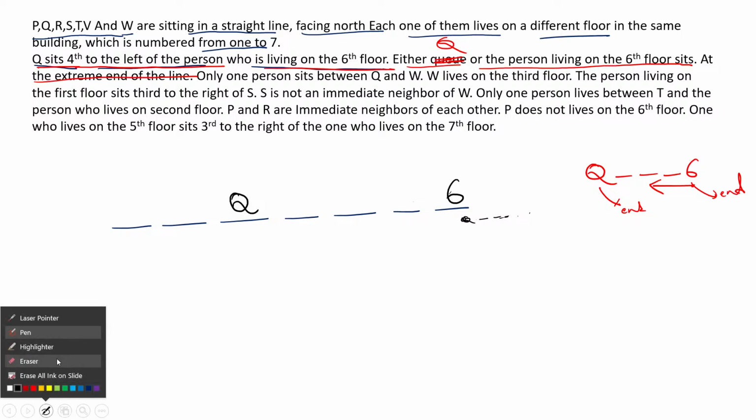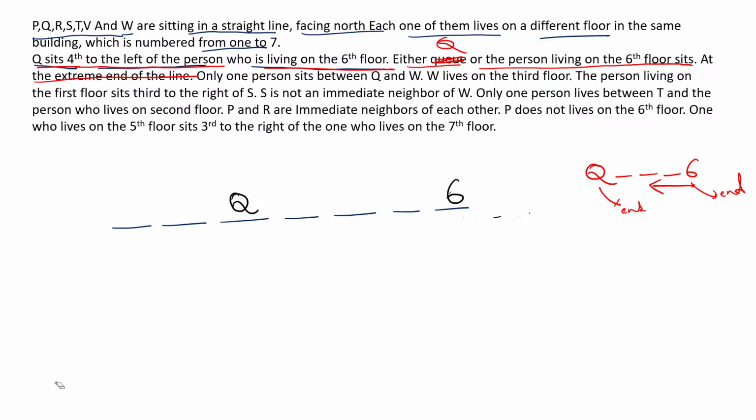And one more possibility here is, the second possibility here is 1, 2, 3, 4, 5, 6, 7. If I place Q here, 1, 2, 3, I can get 6 here. See, Q can be at the end or 6 can be at the end. So there are only two possibilities. If I place 6 at the end, you are going to get Q on the left side. If I place Q at the end, 6 is going to be on the right side. That is the first clue.